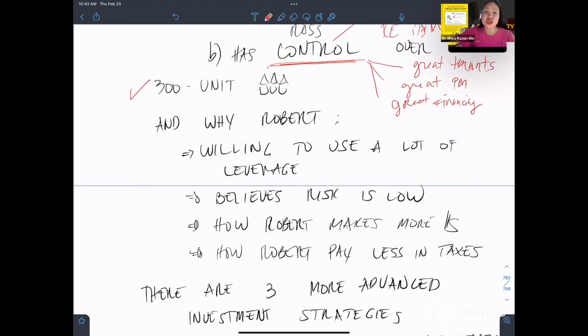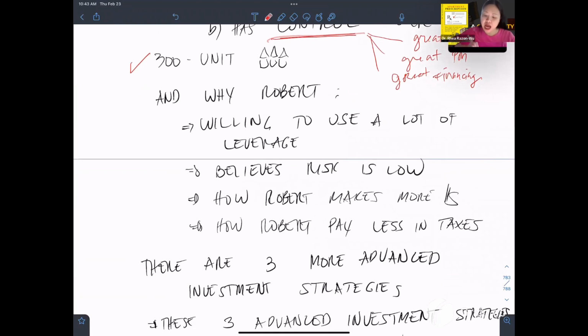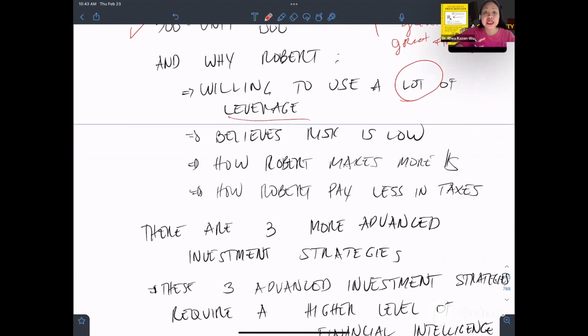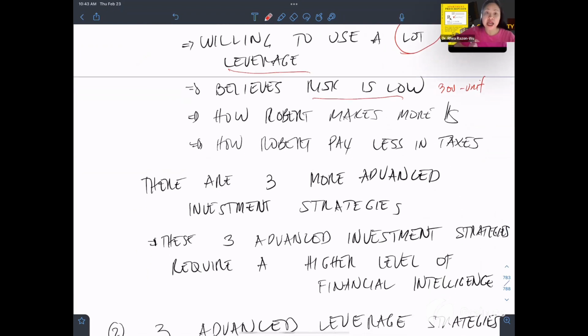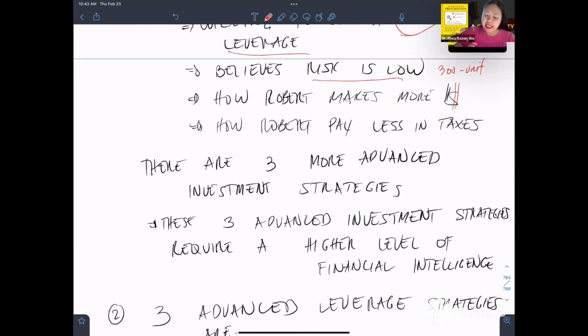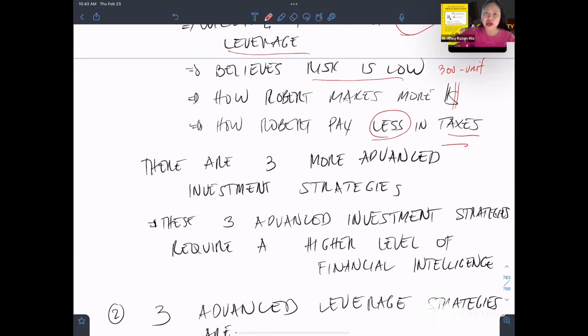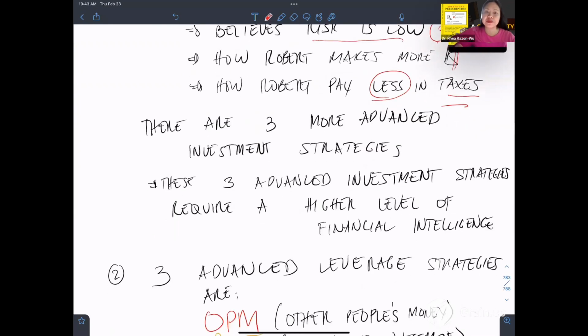Now, to continue, this is why Robert is willing to use a lot of leverage, because he believes that risk is low with the 300 apartment unit. And it is this how Robert makes more money and how Robert pays less in taxes when he has the business of this 300 apartment unit.